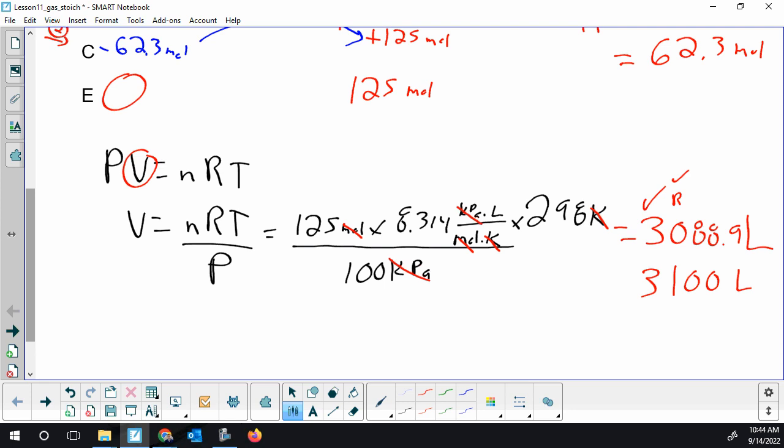We got a big number, so you might be thinking, oh, did I make a mistake? But we put in a kilogram. We put in a lot of reactant. So getting a fairly large volume makes sense.